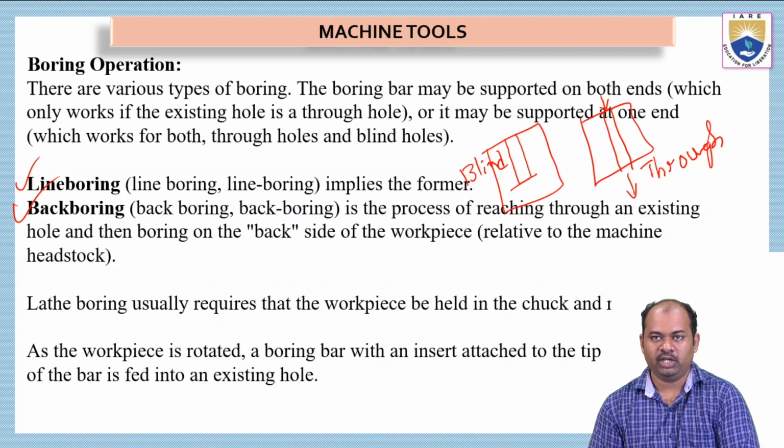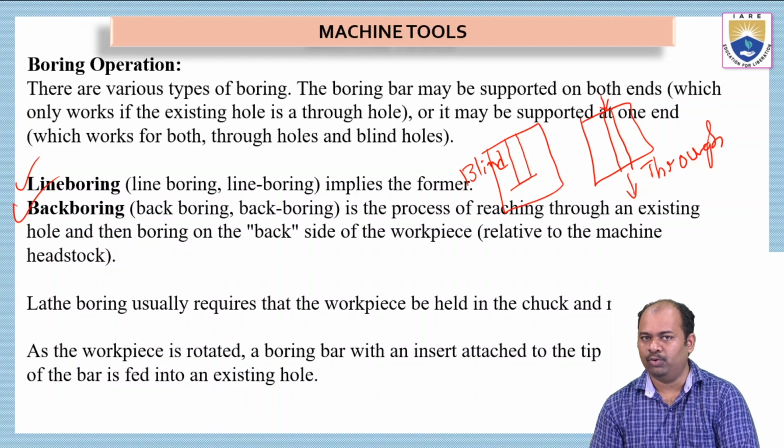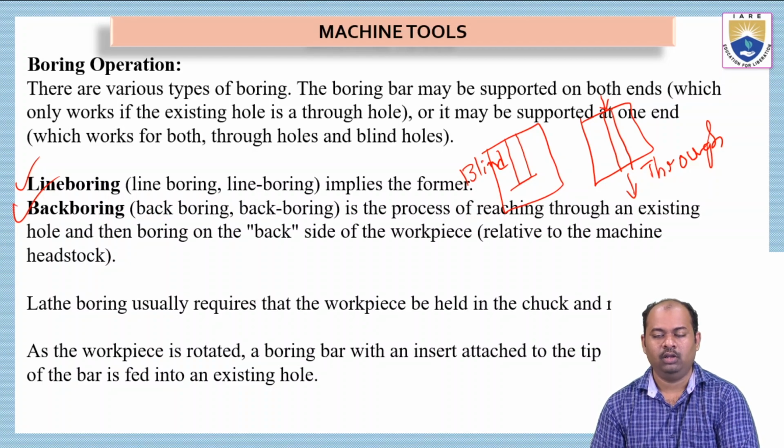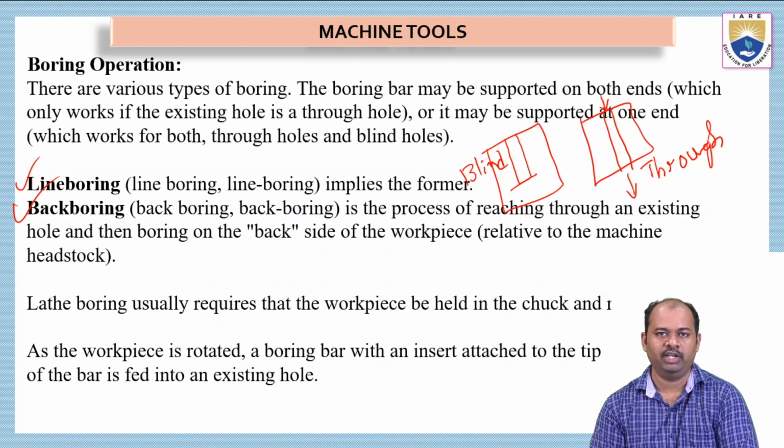As the workpiece is rotated, a boring bar with an insert attached to the tip of the bar is fed into the existing hole. So whenever we want to do the boring operation on a lathe machine, we have to fix the boring bar. Okay, and the tip of the bar is fed into the existing hole. This boring bar is nothing but the boring tool which is attached to the tool post.